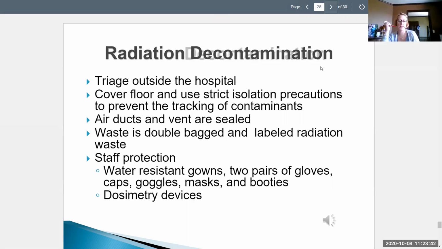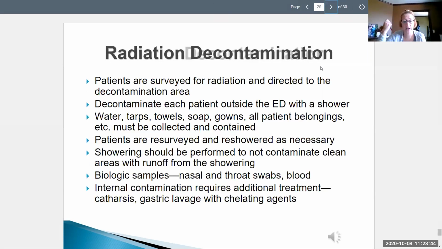So patients are surveyed for radiation and directed to the decontamination area. Decontaminate each patient, again, outside of the ED. They should have a shower, and then the waters, tarps, towels, soaps, gowns, and all patient belongings must be collected and contained. Patients are surveyed and reshowered as necessary. Showering should be performed so as not to contaminate clean areas with runoff from the showering.